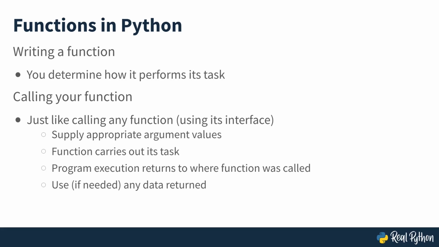On the other hand, if you are writing a function, you determine how it performs its task. That part we call the implementation. You decide exactly what it's going to do to carry out the steps necessary to accomplish whatever that function is supposed to do. And then when you call your function, it's just like calling any other function. You supply the appropriate argument values. Your function then performs its task on those values if it uses any. Then the program returns to the exact spot where you called your function, where, if needed, you should use any data that was returned.